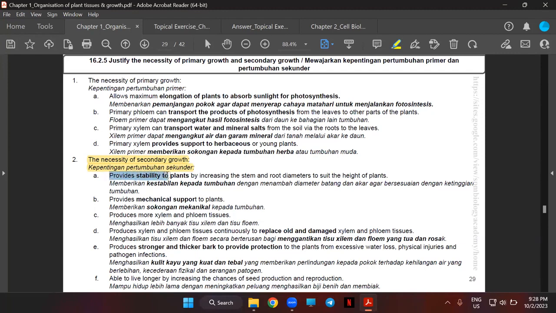Provides stability to plants by increasing the stem and root diameters to suit the height of plants. Memberikan kestabilan kepada tumbuhan dengan menambah diameter batang dan akar agar bersesuaian dengan ketinggian tumbuhan. Dapat 2 markah. Okay, you get 2 marks already.